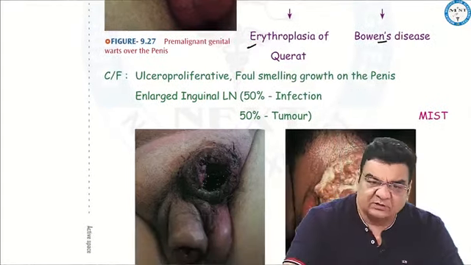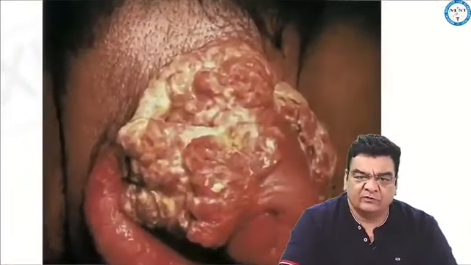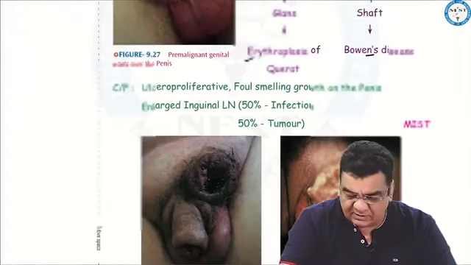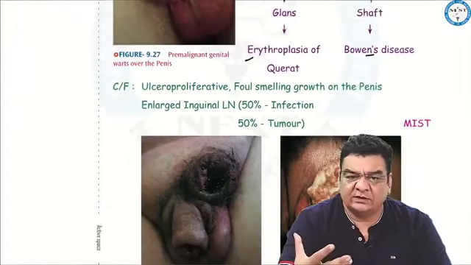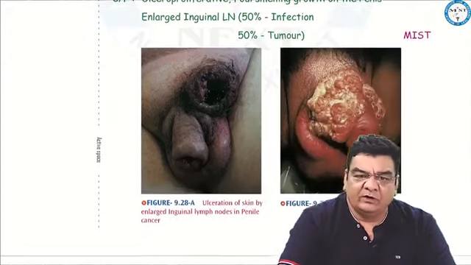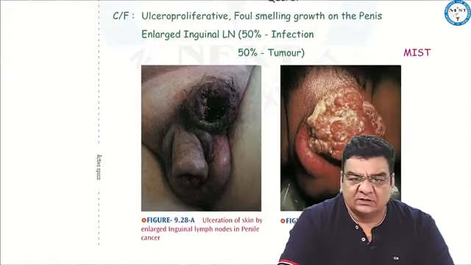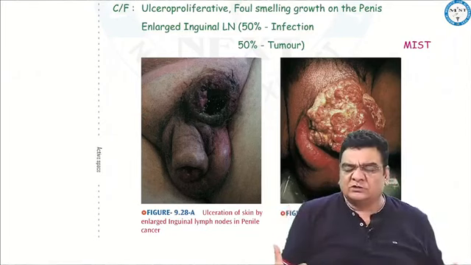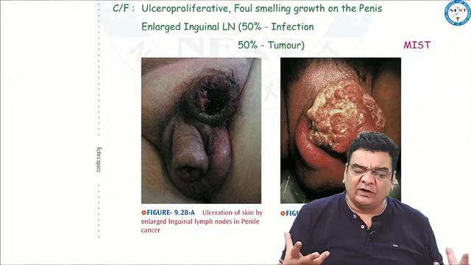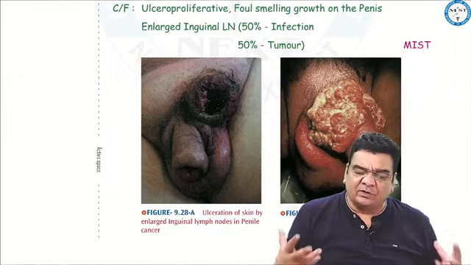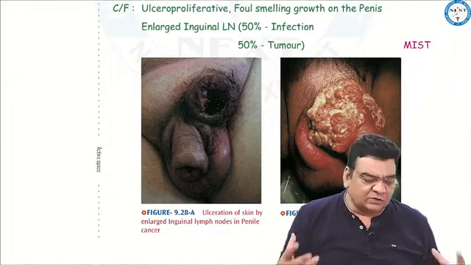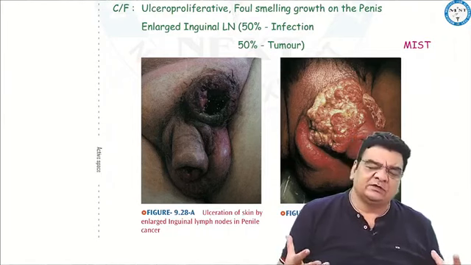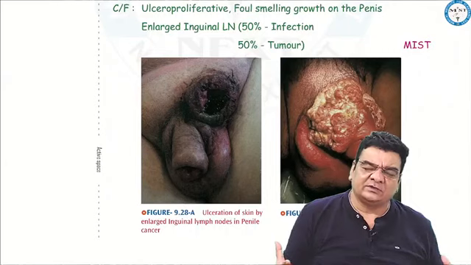How do these patients present to us? Most commonly, there is an ulceroproliferative growth, which is a foul-smelling growth on the penis. Now, here I would like to tell you another important thing. When you'll be working in the hospitals, if you find a cancer which is exposed to the outside, the cancer is not only having the cancer cells, but also blood vessels. So there is a huge amount of blood in the cancers. And blood is a very good culture media for the growth of microorganisms.